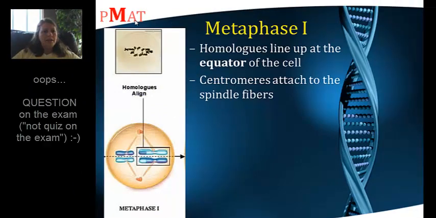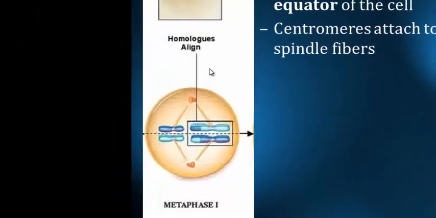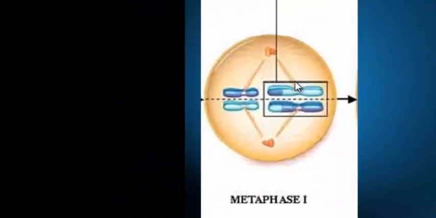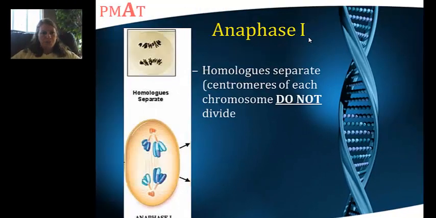Next, following PMAT, I will have metaphase 1. And just like before, it's still going to go through the same process of lining up at the equator of the cell. Okay, but this time it's the homologous pairs that are going to attach to the spindle fiber. Very important, okay? So that's why you have to distinguish if it's 1 or 2.